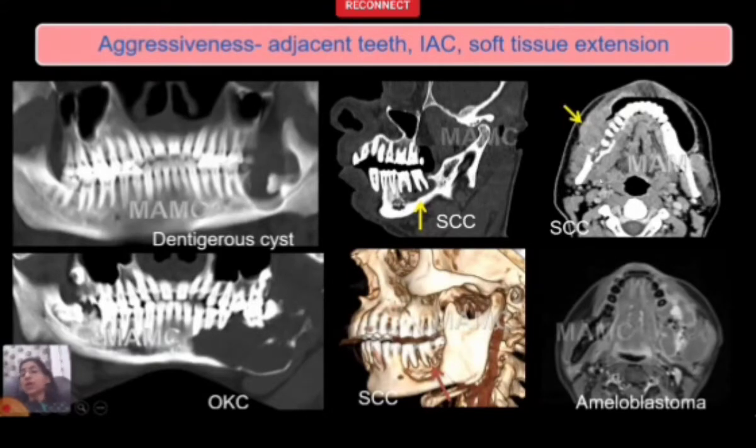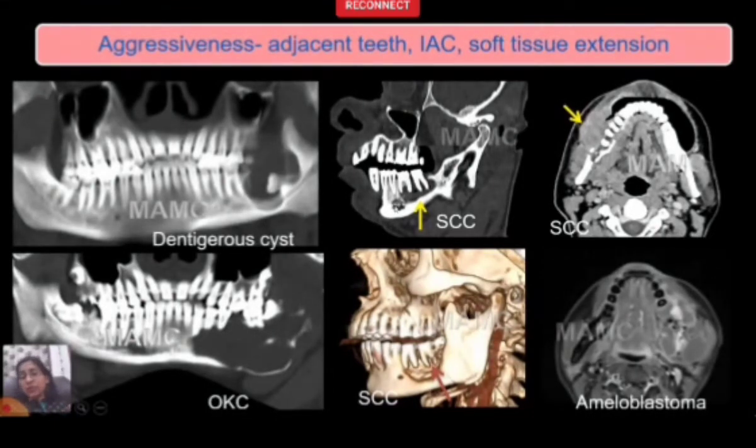What is happening here? Now, these are more ill-defined lesions. There's a lot of soft tissue accompanying the lesion, favoring aggressive pathology. And what is happening to the teeth? Now, this squamous cell cancer is a very rapidly growing tumor, unlike an odontogenic keratocyst or an ameloblastoma, which are slow-growing, although aggressive, tumors.